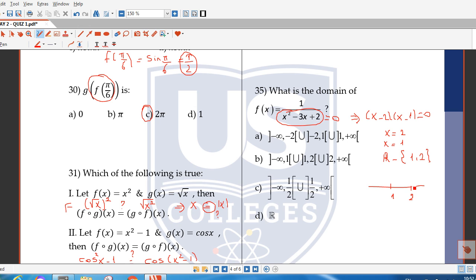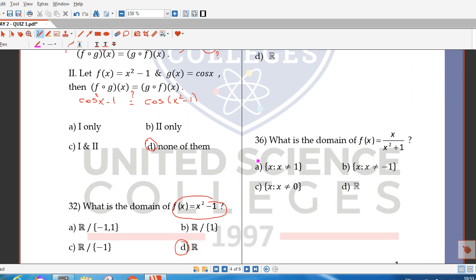1 and 2 won't be taken, but all other numbers will be chosen. So numbers less than 1 are possible, the numbers between them and numbers greater than 2, all of them are possible. So the choice which is okay with this figure: numbers less than 1, union numbers between 1 and 2, union numbers greater than 2. 1 and 2 are not included. Answer is B.